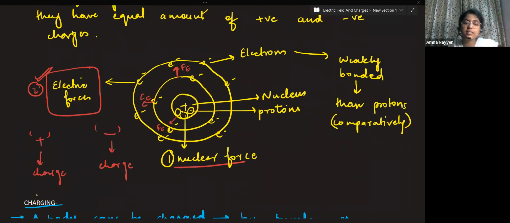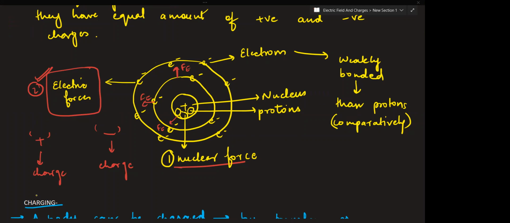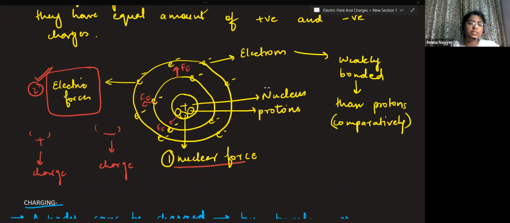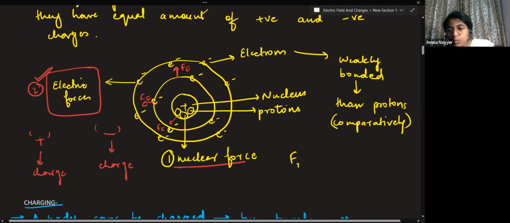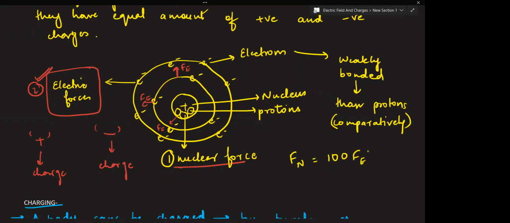We had seen this diagram of an atom. Protons are bound in this atom because of what kind of forces? Nuclear forces. And electrons are bound because of which kind of forces? Electric forces. In nature, this nuclear force is 100 times stronger than the electric force. So which will be strongly bound, electrons or protons? Protons.